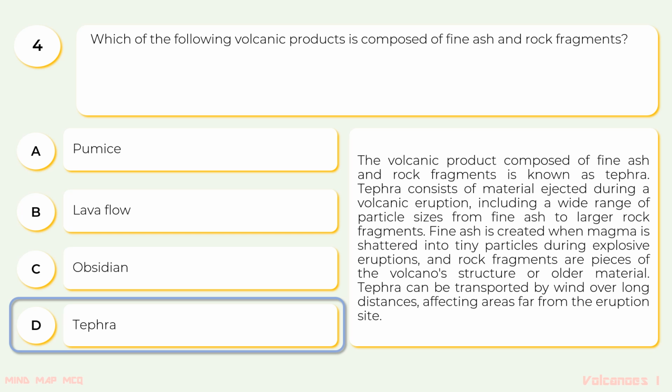Tephra consists of material ejected during a volcanic eruption, including a wide range of particle sizes from fine ash to large rock fragments. Fine ash is created when magma is shattered into tiny particles during explosive eruptions, and rock fragments are pieces of volcano structure or older material. Tephra can be transported by wind over long distances, affecting areas far from the eruption site.